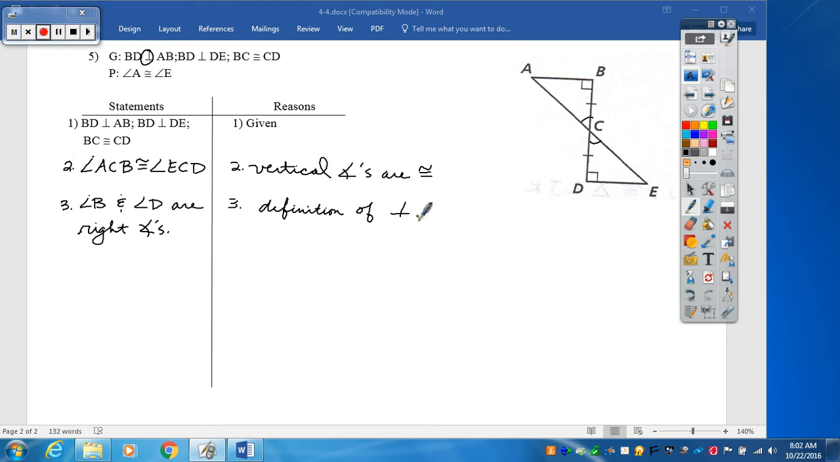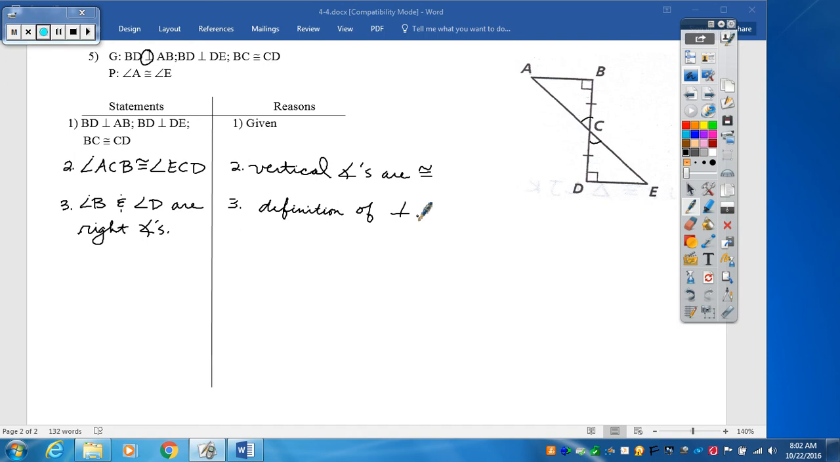Okay. I don't want you ever telling me that the angles are congruent, because the definition of perpendicular just says two lines intersect to form right angles. It doesn't say when you have perpendicular lines all their angles are going to be congruent. Okay. It says that they intersect to form right angles.